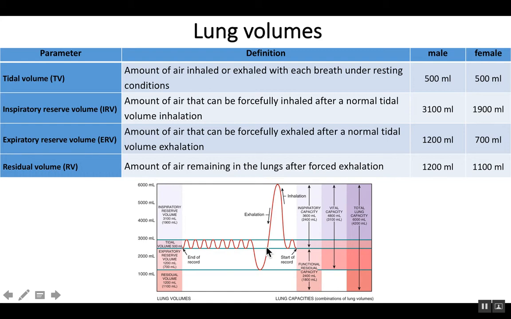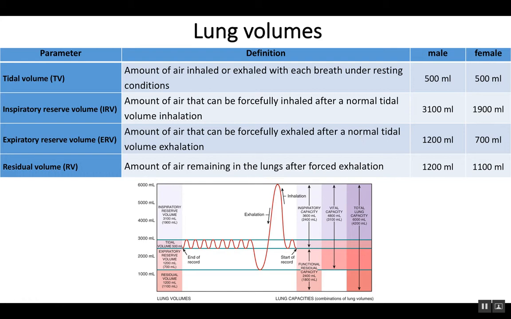Then you exhale the tidal volume. How much more can you forcefully exhale? That's called expiratory reserve volume. So by definition, this is the volume of air that can be forcefully exhaled after you exhale the tidal volume.